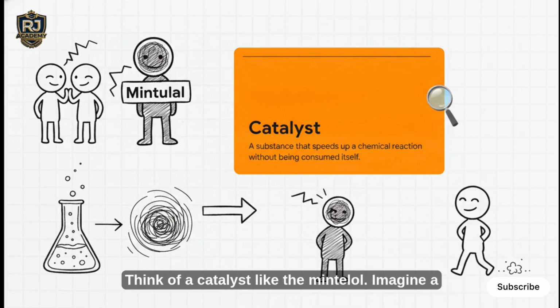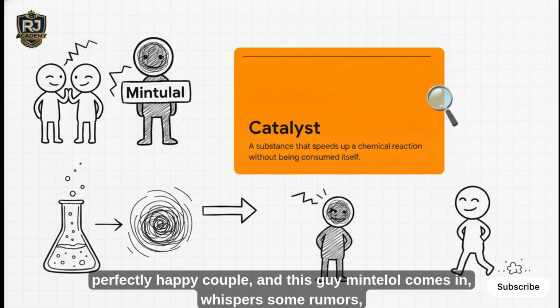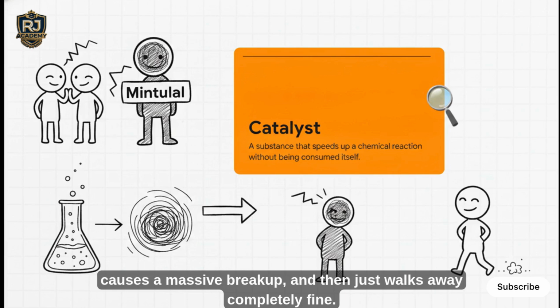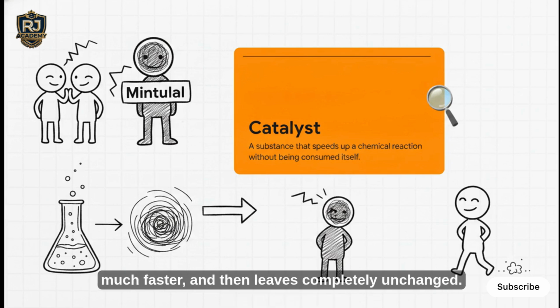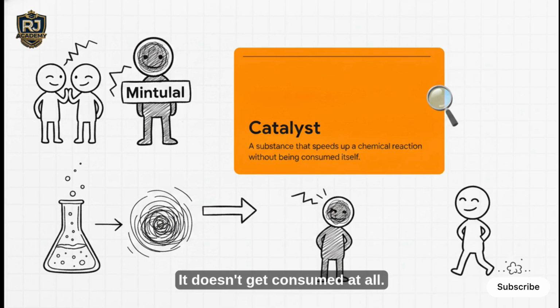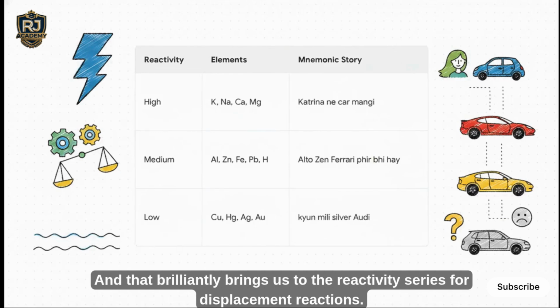Think of a catalyst like the Mintalol homewrecker analogy. Imagine a perfectly happy couple, and this guy Mintalol comes in, whispers some rumors, causes a massive breakup, and then just walks away completely fine. A catalyst enters a chemical situation, causes the reaction to happen much, much faster, and then leaves completely unchanged. It doesn't get consumed at all. And that brilliantly brings us to the reactivity series for displacement reactions.